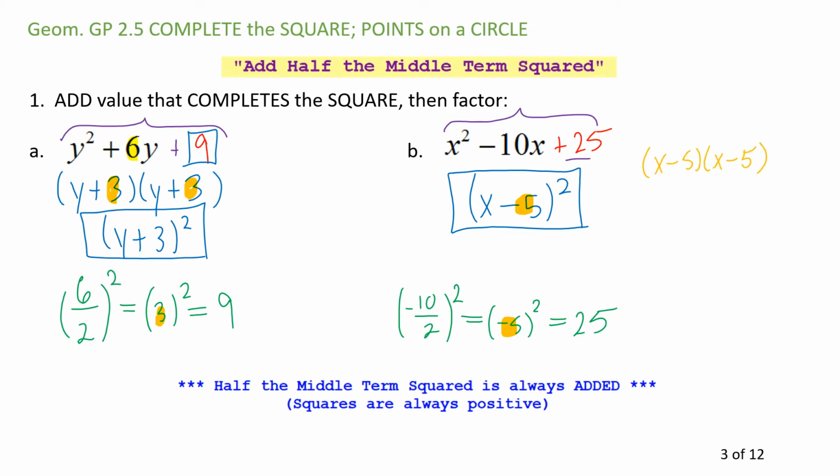I know you're not supposed to use the term FOIL because people think that it's a sin. But I like FOIL. First, outside, that's a minus 25. Excuse me, a plus 25. Inside, make more mistakes when you're actually checking. Minus 5x, again minus 5x, and then negative 5 times negative 5 is plus 25. This is x squared minus 10x plus 25. That 25 is what allowed me to turn this into a perfect square trinomial.